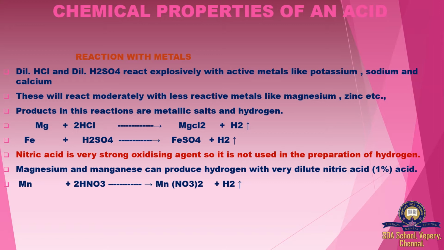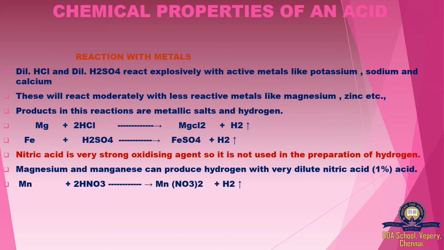And next, the iron is reacting sulfuric acid. The iron becomes iron sulfate and the hydrogen gas evolved. Next, the nitric acid. Nitric acid is a very strong oxidizing agent, so it is not used in the preparation of hydrogen. Why means when the acid was reduced, then only we can get a hydrogen gas. But these nitric acid undergo only oxidizing agent, so that we cannot get hydrogen easily.